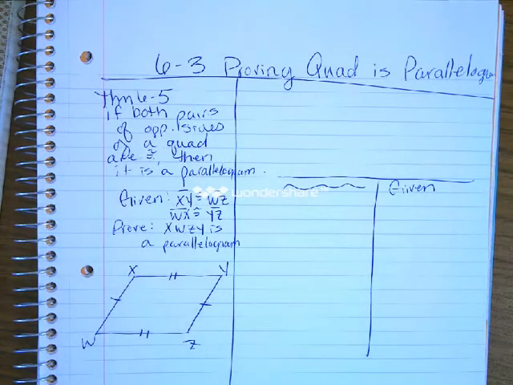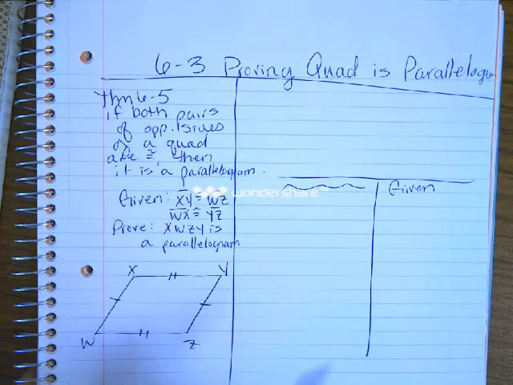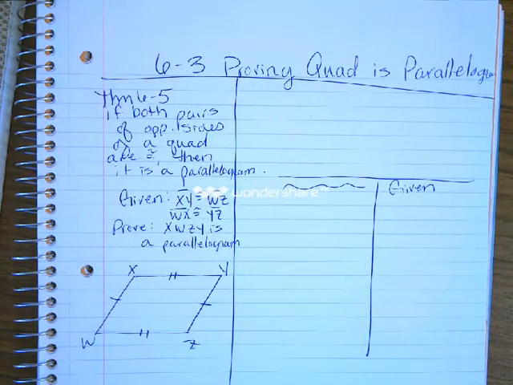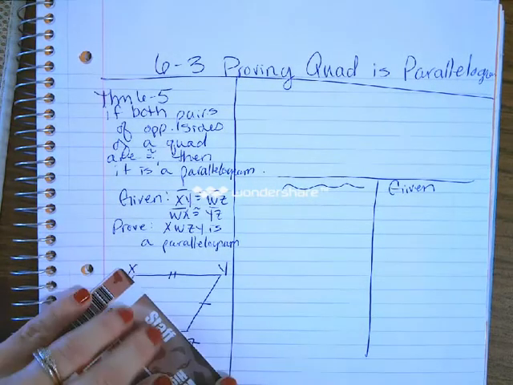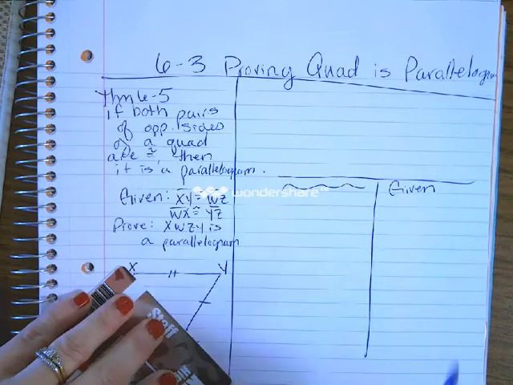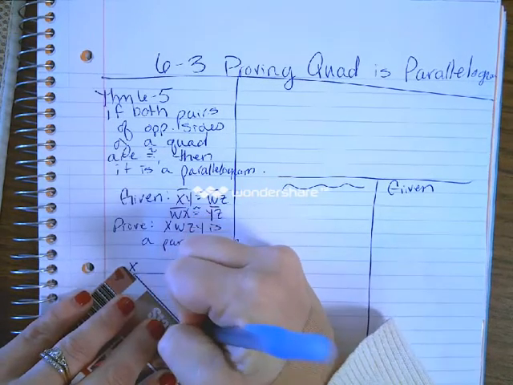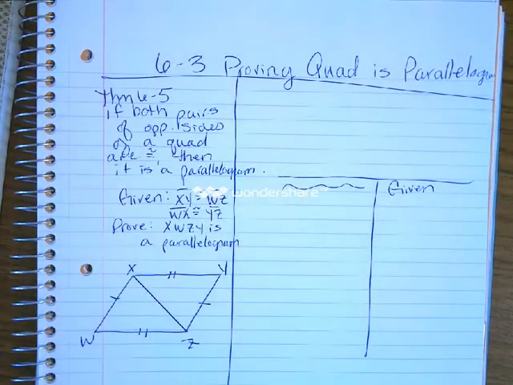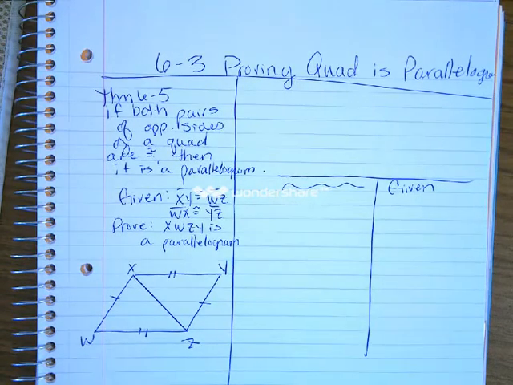Now, here's the trick on this problem. To prove this theorem, you are going to create a diagonal. Now, we spent a lot of time on triangles last semester. The trick for anything else this year is if you're not sure what to do, break it up into triangles, because you know everything about triangles. So we're going to break it up into two triangles.